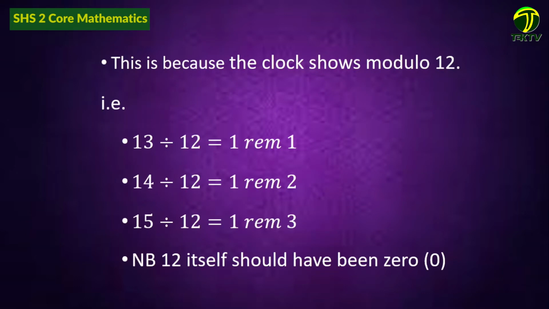Now let's look at these few numbers. 13 in mod 12, as I said, is 1. What about 14 in mod 12? It means 12 goes into 14 how many times? 1, remainder 2. So in this case, we can say 14 in mod 12 is equal to 2. On the other hand, 15 in mod 12 is 3, and so on.